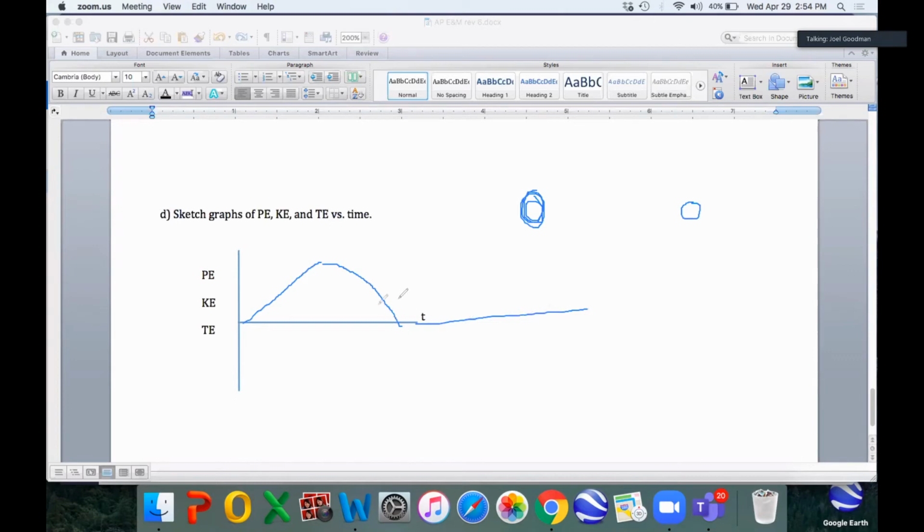Can somebody continue this graph? Okay. I was wondering if somebody was going to do that. If this is 0 PE and I go to the right, I'm going to gain PE. If I go to the left, what's going to happen? You'll lose PE. I'm going to gain. Still? Yeah, here's how it works.